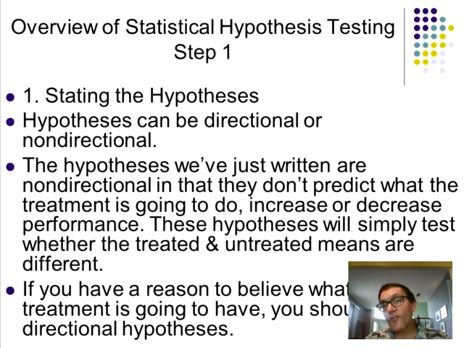However, if you have a good reason to believe something about your manipulation, say for example, I created this SAT class, and I don't believe the SAT class is going to make scores get worse, right? I think it's going to make them get better. Okay? So I have to write a directional hypothesis to reflect the fact that I'm not just saying, I don't know, something's going to happen. Instead, I'm saying, I believe I am going to change the exam scores in a positive direction. So these are going to be directional.